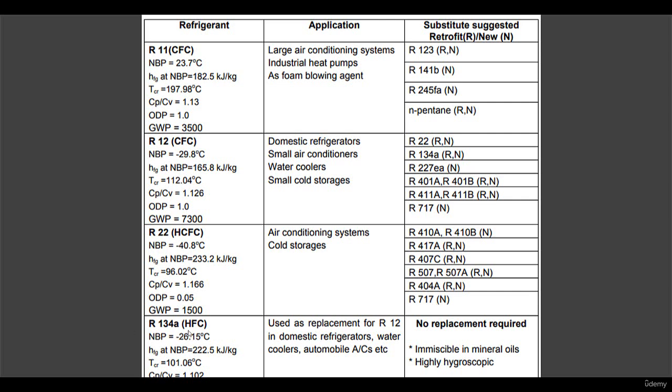We have R134a, an HFC. This is used as a replacement of the R12 refrigerant. It is used in domestic refrigerators, water coolers, automobile AC, etc. So this is very useful. Recently it is the most used refrigerant in the market, and no replacement is required.